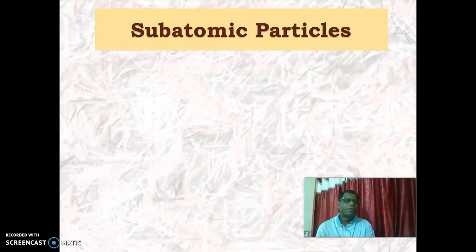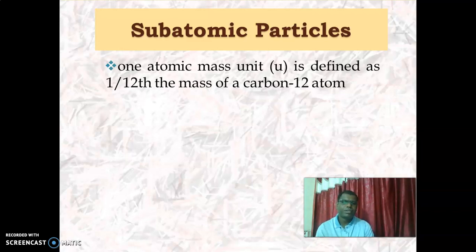The third type of particle, which is present outside the nucleus in the extranuclear region, is called the electron. So these are the three important particles of the atom: proton and neutron are present in the nucleus, together called the nucleon, and electrons are present outside the nucleus.